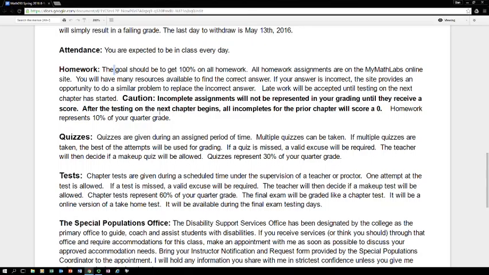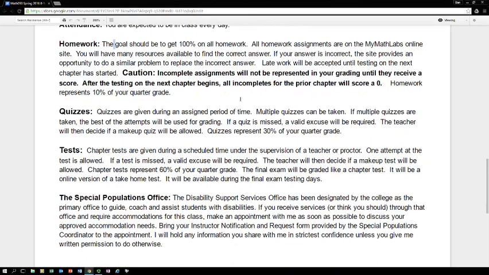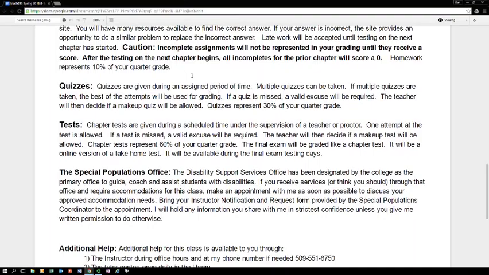Now I do understand you may have other classes that take more time, but the way the homework is set up, if you do get one wrong, it'll give you another similar problem, and you can do that, and if you get that right, then that wrong answer goes away. So you can put the time in even if you're having difficulty and still get to 100%.